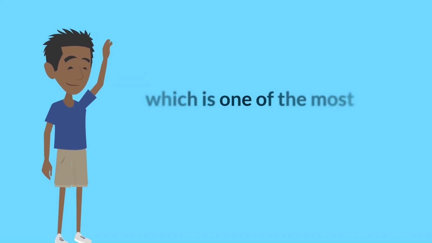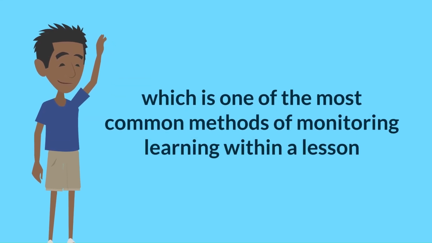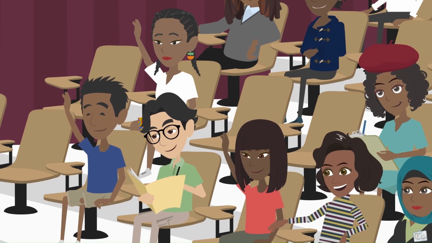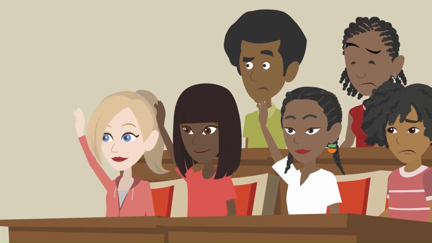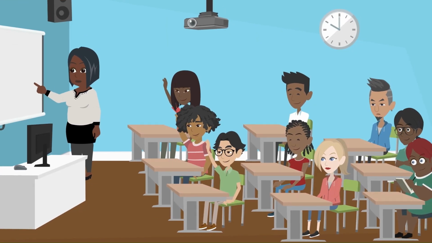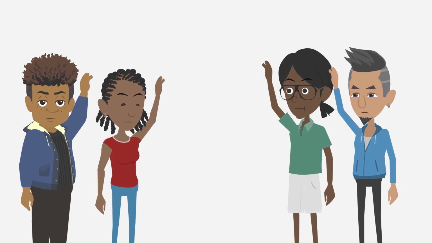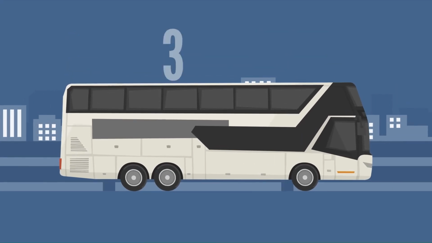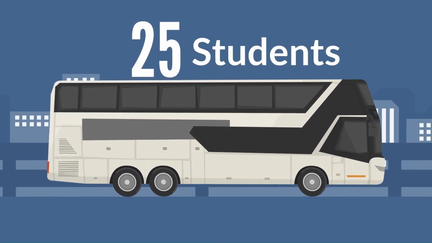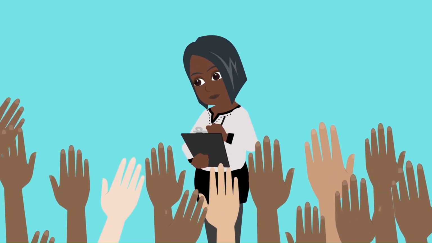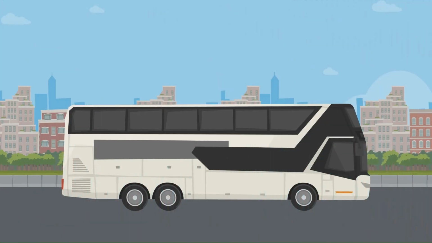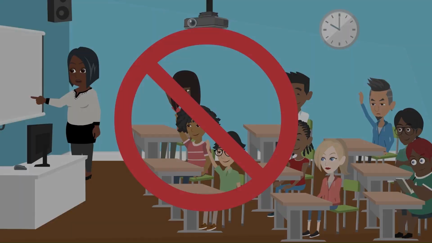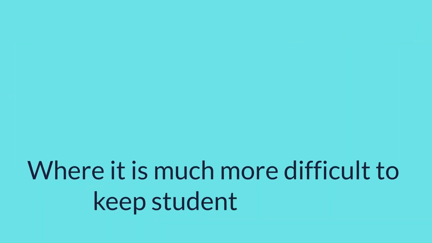Raising hands, which is one of the most common methods of monitoring learning within a lesson, greatly increases the probability of losing students, particularly when it is used routinely and engages the same students throughout the lesson. This is because techniques such as raising hands do not ensure high active engagement or sample size. If a teacher has 25 students on a field trip, the goal is to know where all 25 of them are minute to minute. And while this is common practice on field trips, it may not be in classrooms, where it is much more difficult to keep students with us.